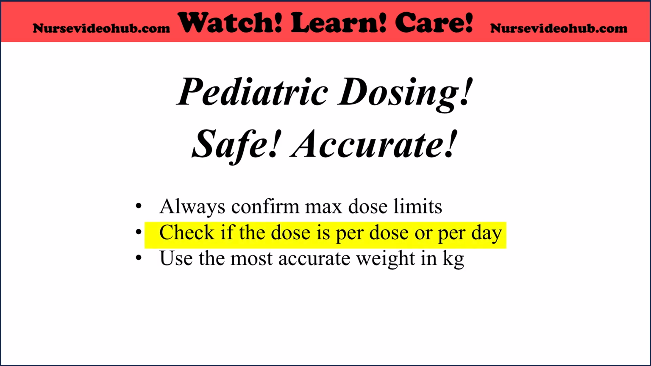Check if the dose is per dose or per day. This changes your math. And use the most accurate weight in kilograms. Avoid estimating. Pediatric dosing is precise. It's not just about numbers. It's about safety, effectiveness, and the best possible outcome for every child. Understand the weight, check the range, and calculate carefully.